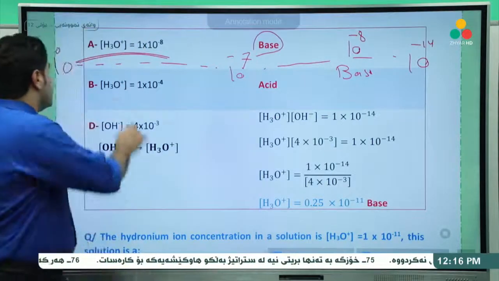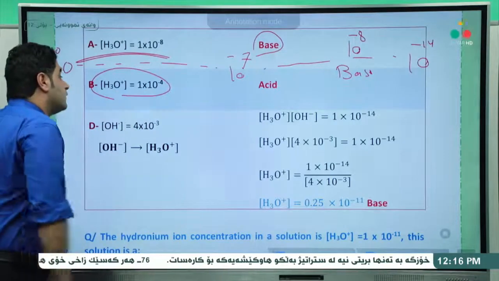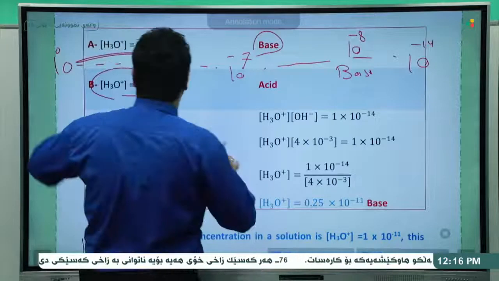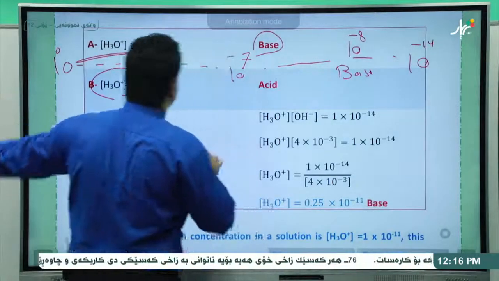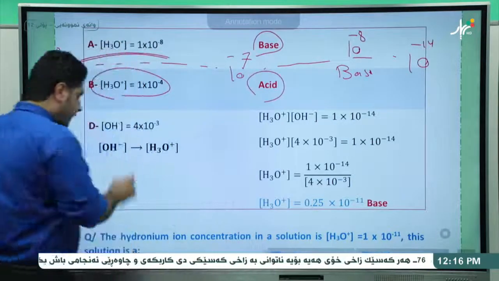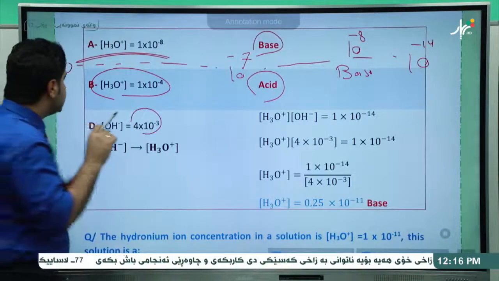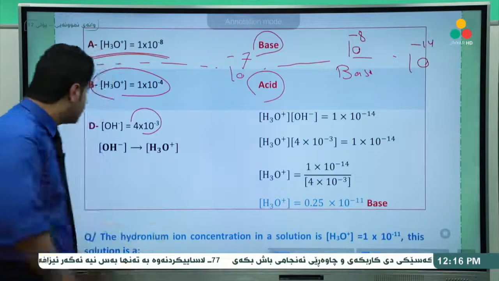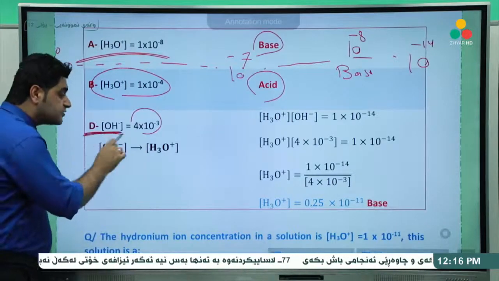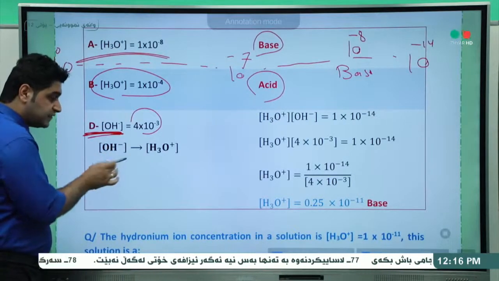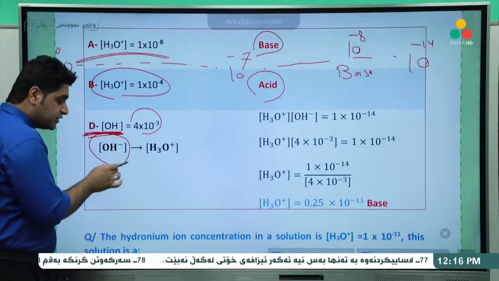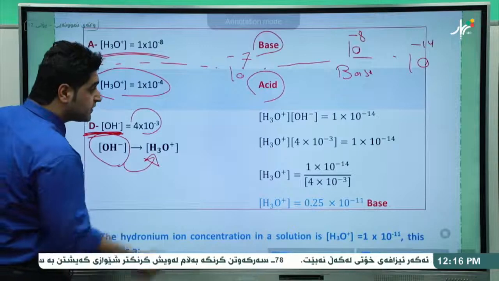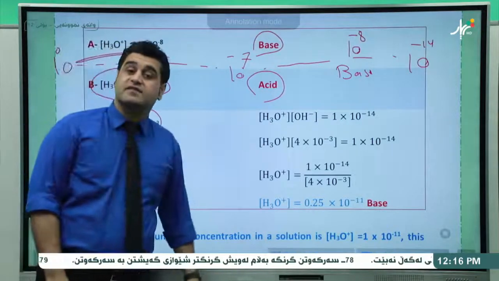Okay. 1 times 10 to the negative 4 for the hydronium ion concentration. Oh, teacher, 1 times 10 to the negative 4 is in that side, so it's acid. Well, 1 times 10 to the negative 3, again, it's in that side, it's acid. No. Did you remember what I told you? Don't use hydroxide ion. Always convert the information into hydronium ion concentration. Then you can decide that it's acid or it's base.